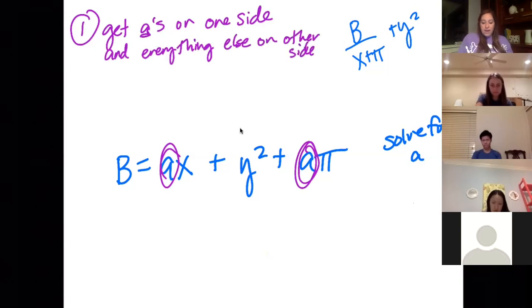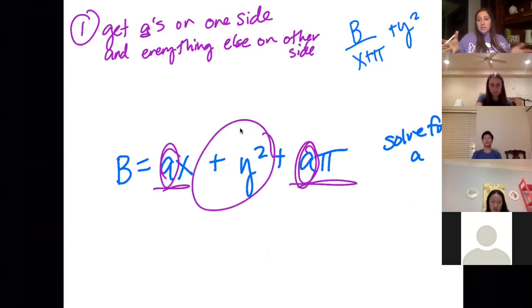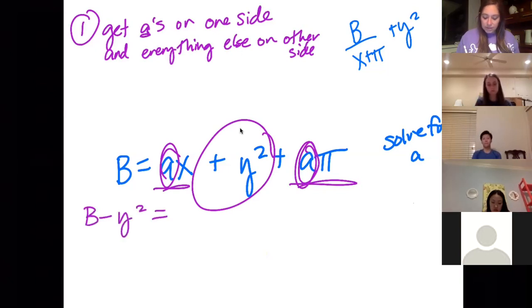I have my A's, they're already on the same side, but I do have this y squared and I don't want it with the A's. I want it on the other side. So I'm going to go ahead and move it, which would give me b minus y squared equals ax plus a pi. So that was step number 1.